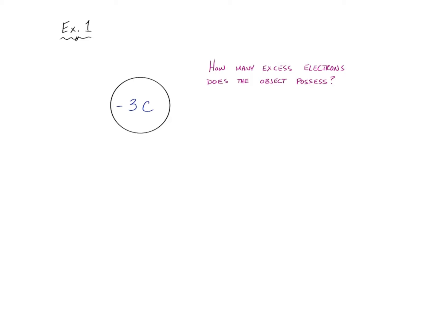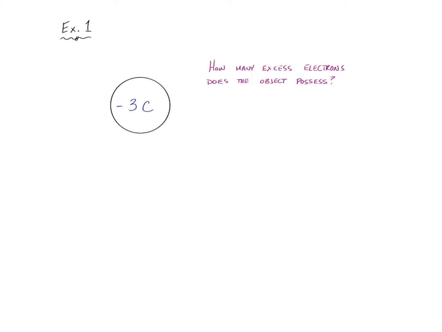However, this wants to know how many excess electrons this object possesses. Now, that term excess electrons might throw you off. All we mean is, in order for this object to have a negative charge, it must have more electrons than protons. And what we are asking here is how many more electrons than protons are on this object. So we're not asking for the total number of electrons on the object. We're asking how many more electrons than protons this object possesses.